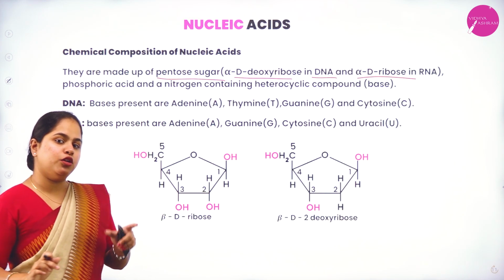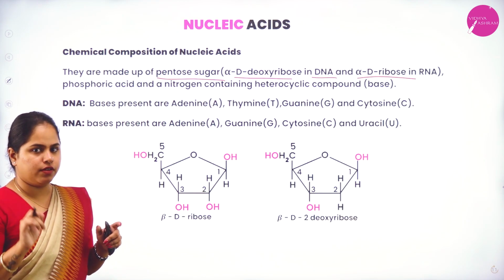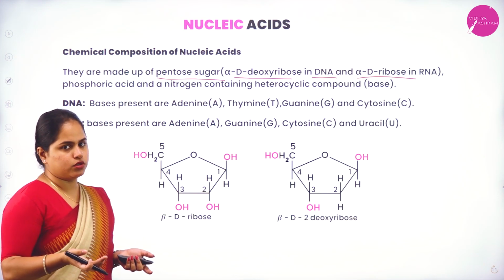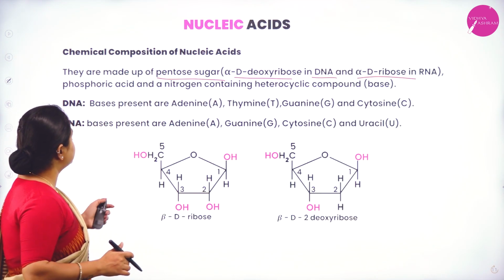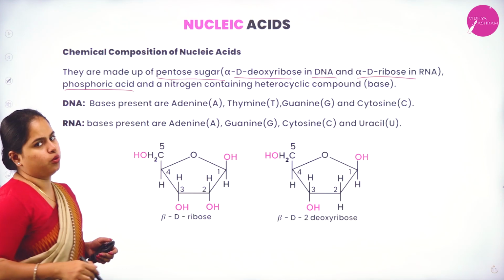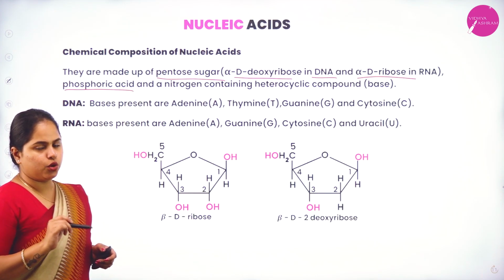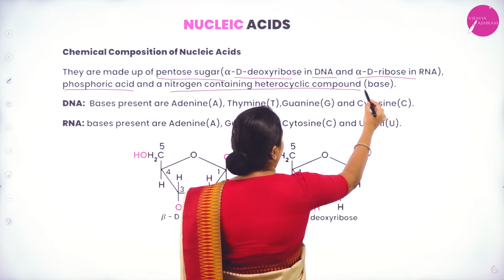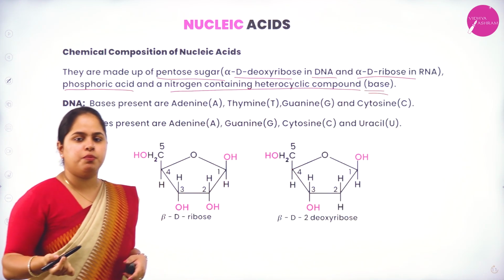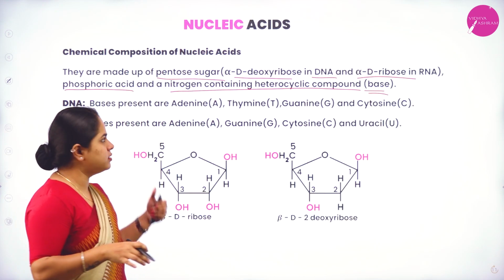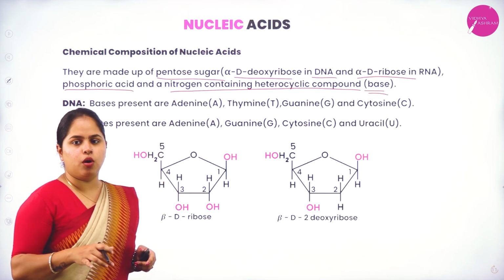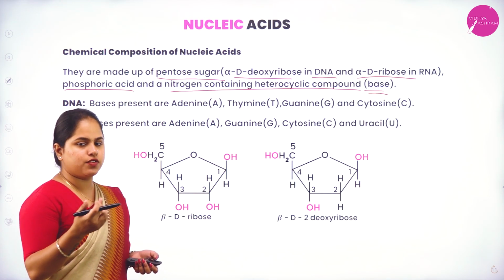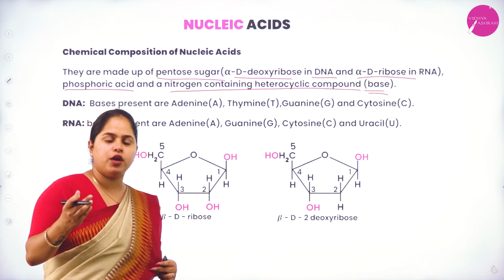So that is the pentose sugar. Pentose means 5, right? So it can be either deoxyribose or ribose in DNA and RNA. And the next part is you have a phosphoric acid group. And you have one more part, that is a nitrogen containing heterocyclic compound, which is a nitrogenous base. That is a base which contains nitrogen. It is a heterocyclic compound. That means it is not just containing carbon, nitrogen is also present. That is why it is called a nitrogenous base. So I hope you understood.